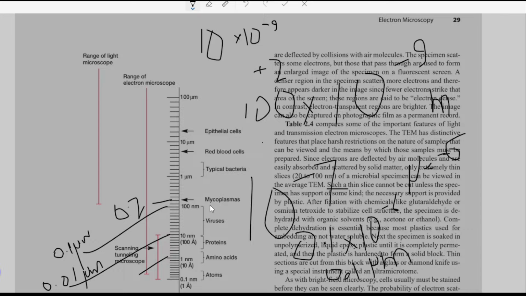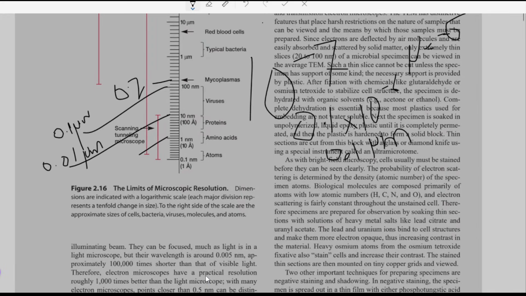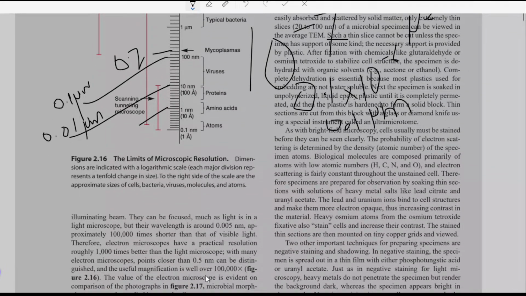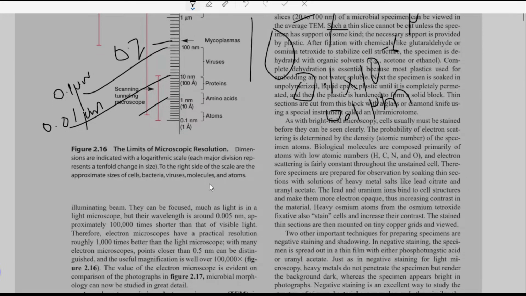So the mycoplasma goes around 0.2 micrometer. Typical bacteria is from 1 micrometer. Mycoplasma are the smallest bacteria, so they are around 0.2 micrometer, the ultimate range of the light microscope. The viruses, the proteins, amino acids all go below in the nanometer range, and the atoms are even smaller than a nanometer.